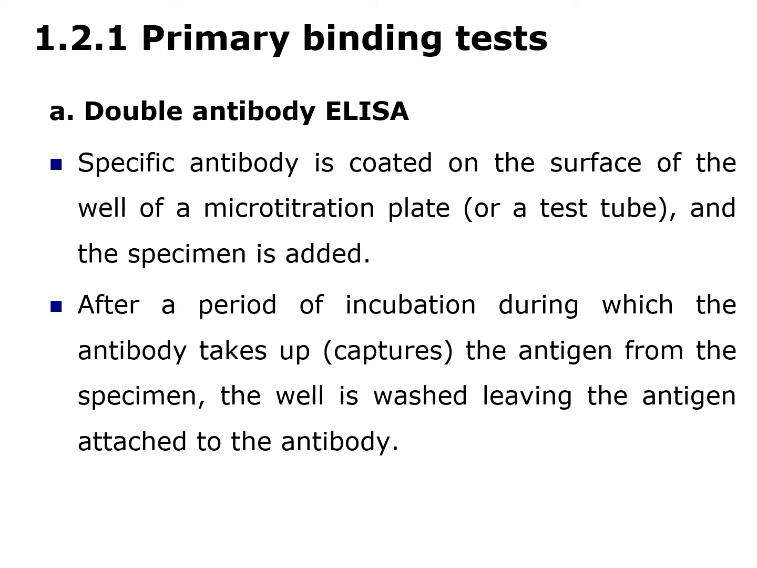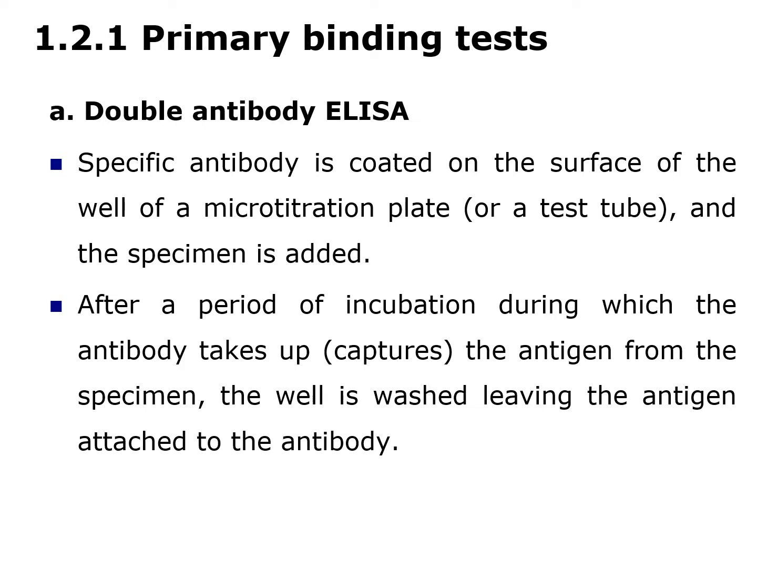Right, so let's start off with the double antibody technique. Specific antibody is coated on the surface of the microtitration plate or a test tube. So this is the equipment that we need. We need a microtitration plate or a test tube, and in those glassware or plasticware, there is a specific antibody that is already coating the surface.